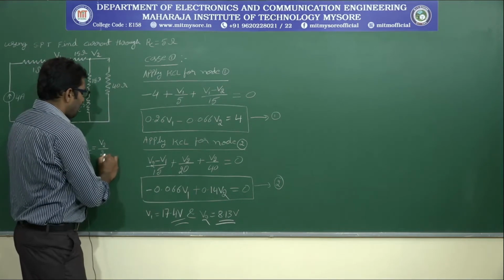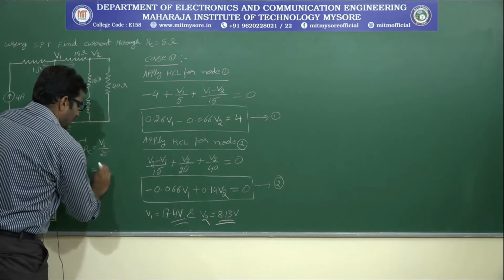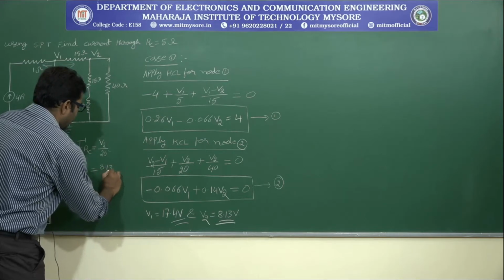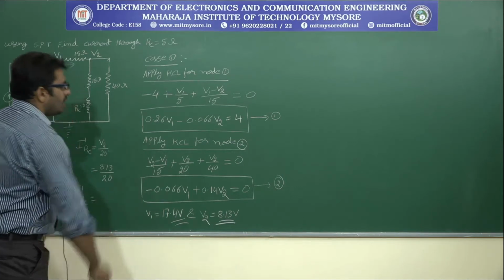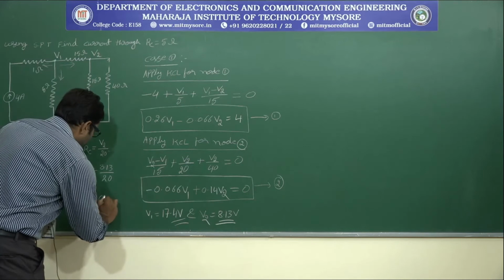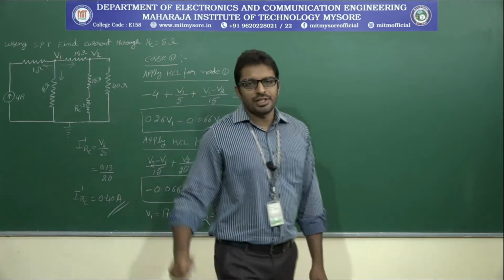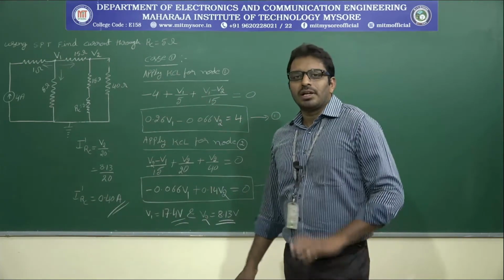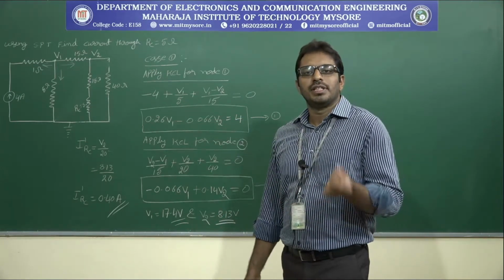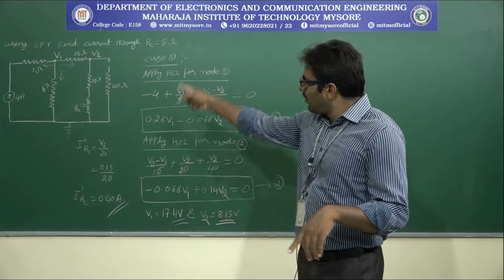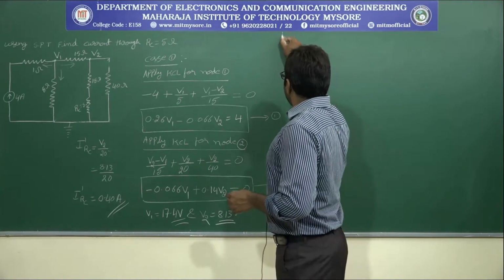Therefore, V2 divided by, what is the resistance? Total resistance value? 20. So, what is V2? 8.13 divided by 20. Therefore, I dash of RC is equal to 0.40 amps. Is it clear? In the first case, by keeping the 4 ampere current source as it is, the 25 volt voltage source is set to 0, then the current flowing through RC is 0.4 ampere. Now case 2.